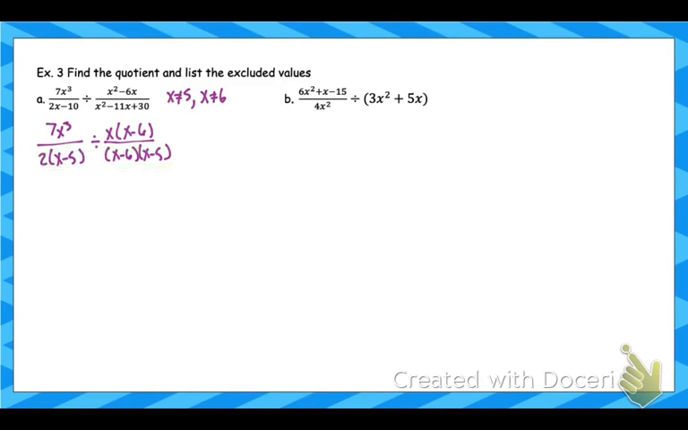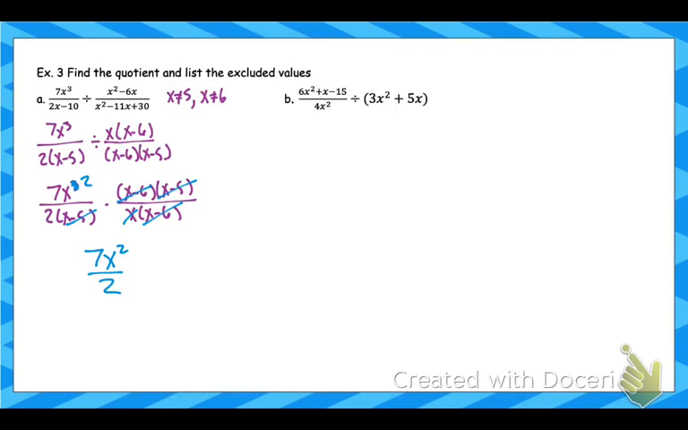All right, well now, when I divide, I flip the second and multiply. So now it's the exact same problem we just did. And let's see what we can cancel out. Well, x minus 5 and x minus 5, x minus 6 and x minus 6. And then I've got an x here that can cancel out with one of those x's there. So I'm left with 7x squared over 2.